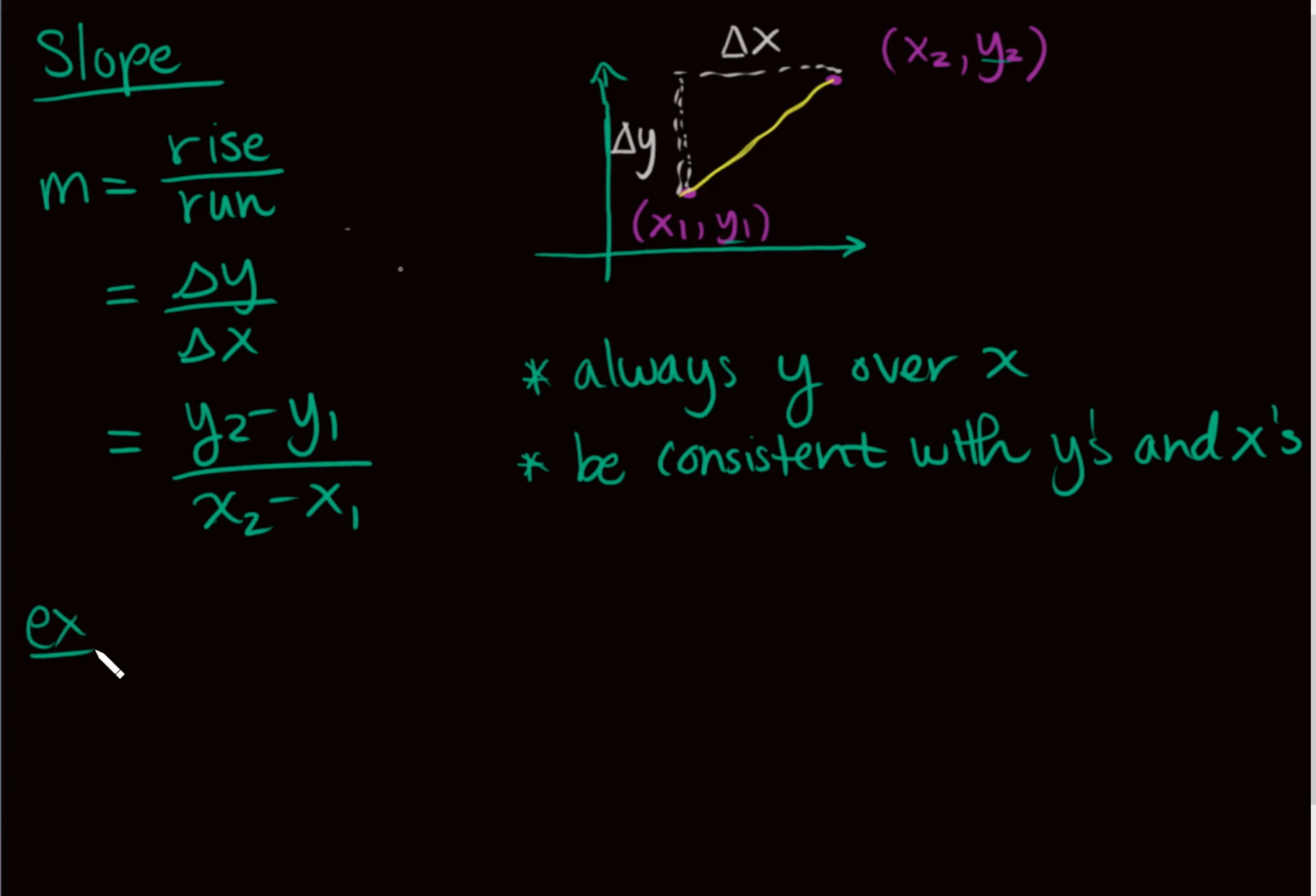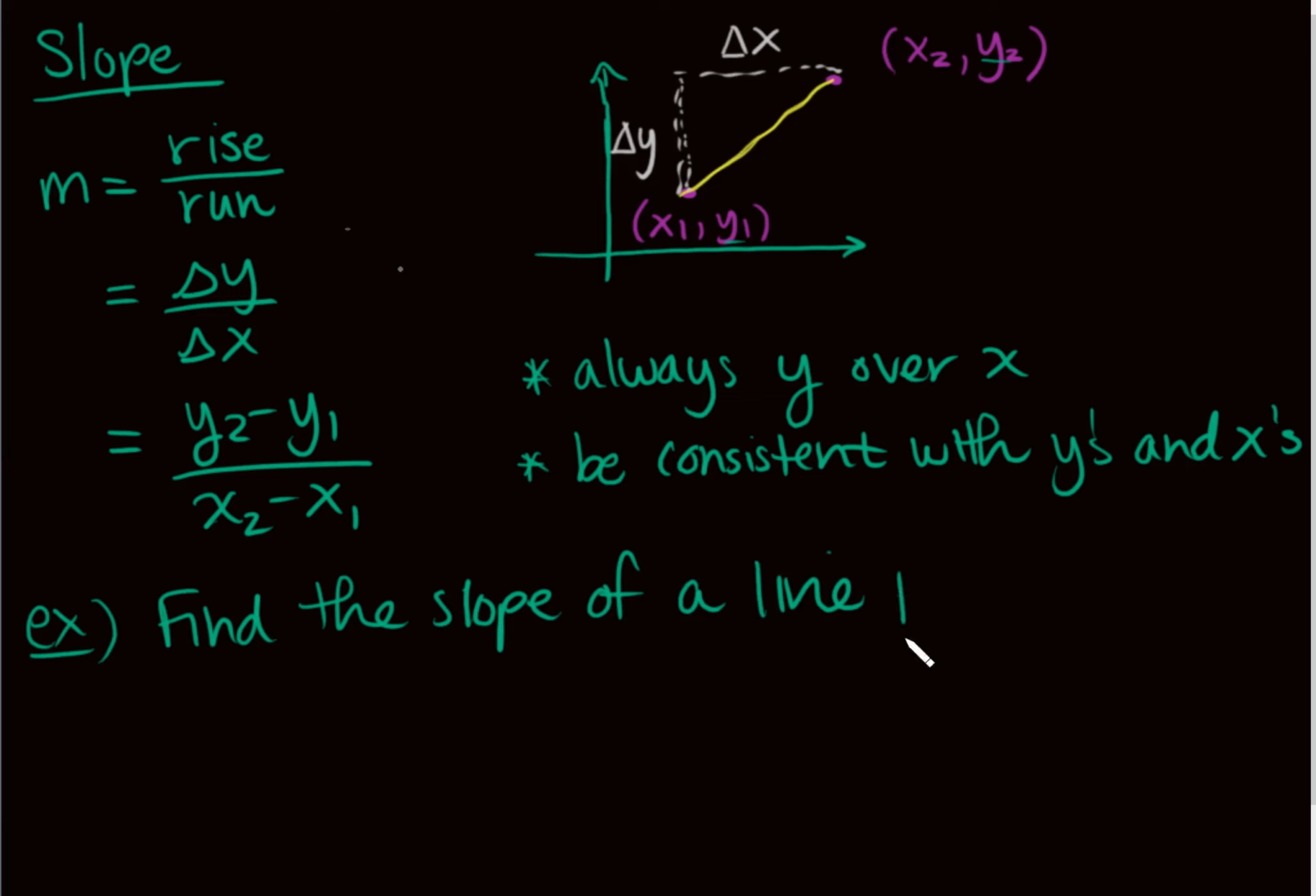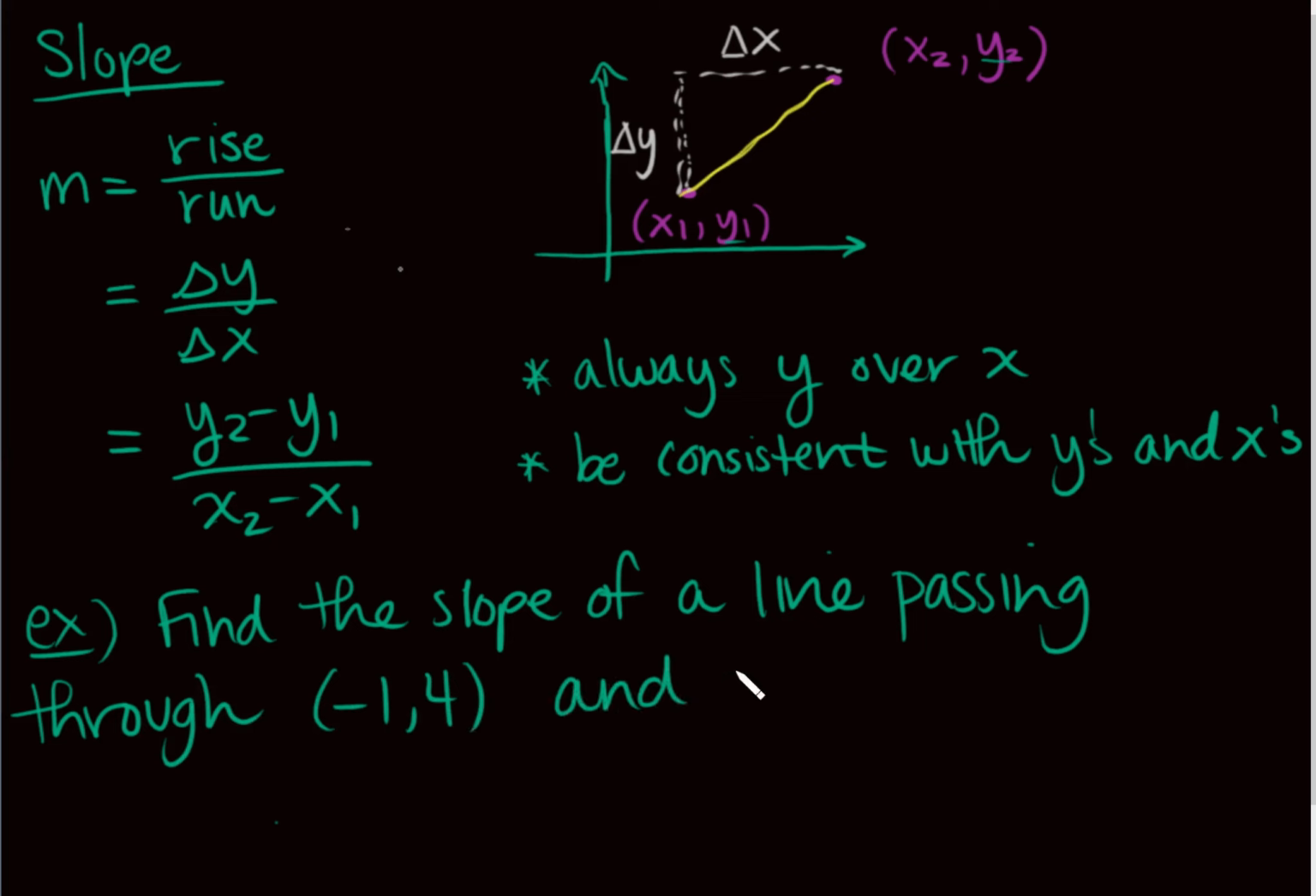So quick example. Find the slope of a line passing through... it doesn't make sense to say find the slope of the 2 points, this and this, right? Slope really refers to lines. So sometimes you'll see me being lazy, like find the slope between the 2 points. What I really mean there is find the slope of a line passing through the 2 points. Let's say -1, 4 and 3, 7.